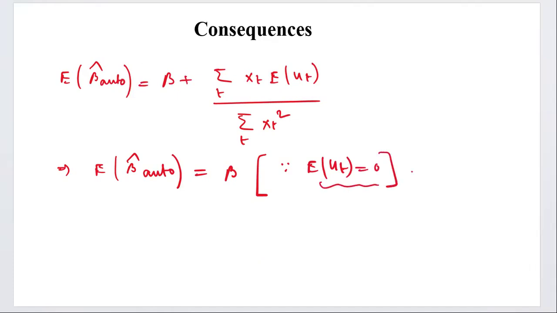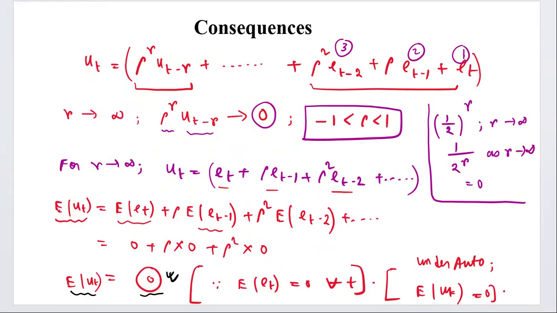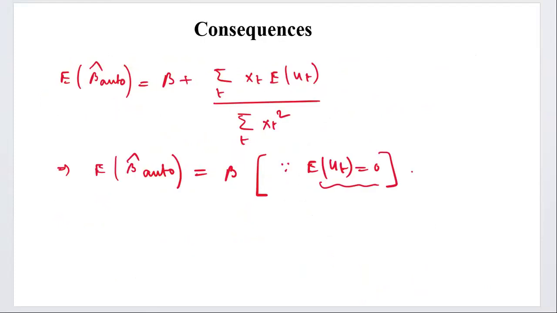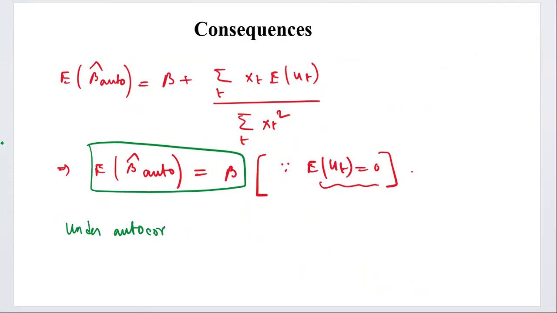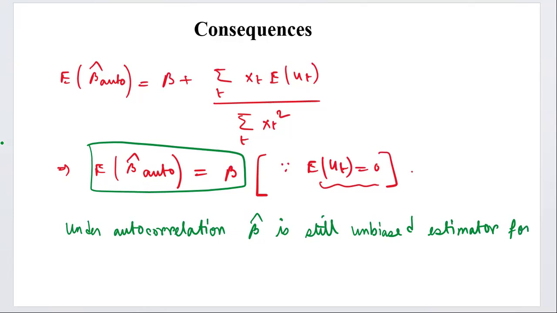Right? This has to be proved in the exam. This is the same thing that I have proved here. This particular thing, that expectation of ut is 0 even under autocorrelation. So this entire thing has to be shown, and then only you can derive the expectation. So what you have shown here is that the unbiasedness property holds. This means under autocorrelation, beta cap is still an unbiased estimator for beta, right? This is what we have.